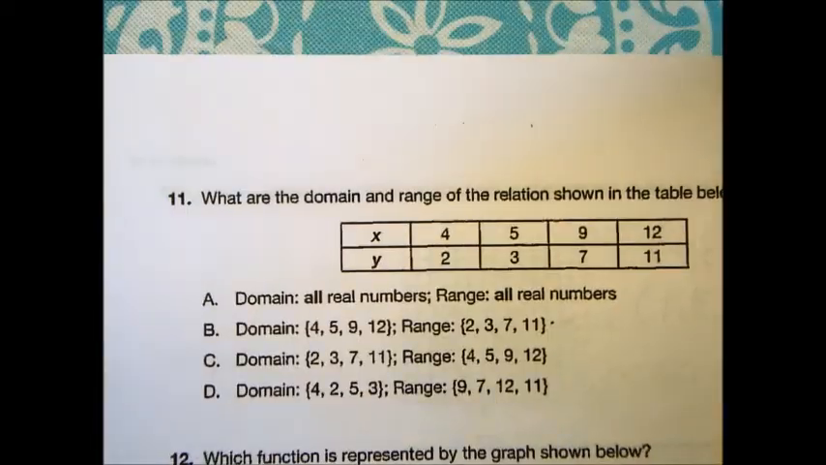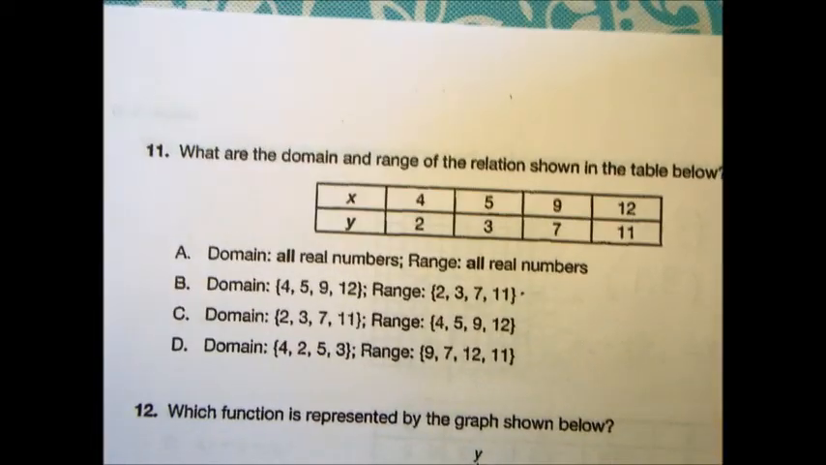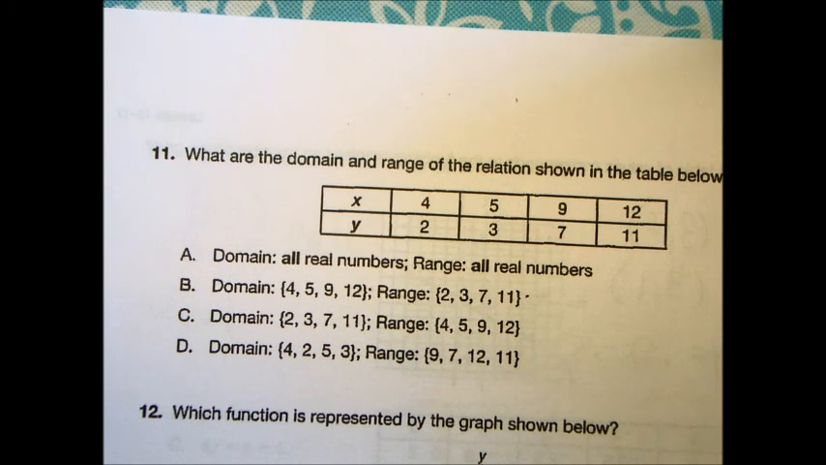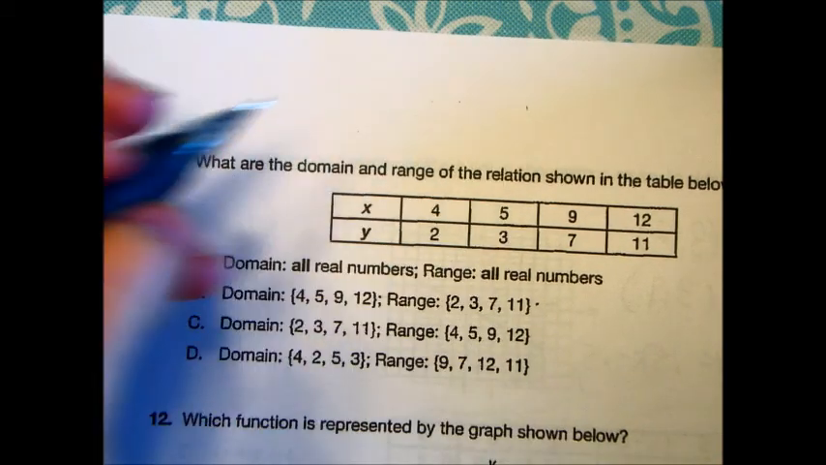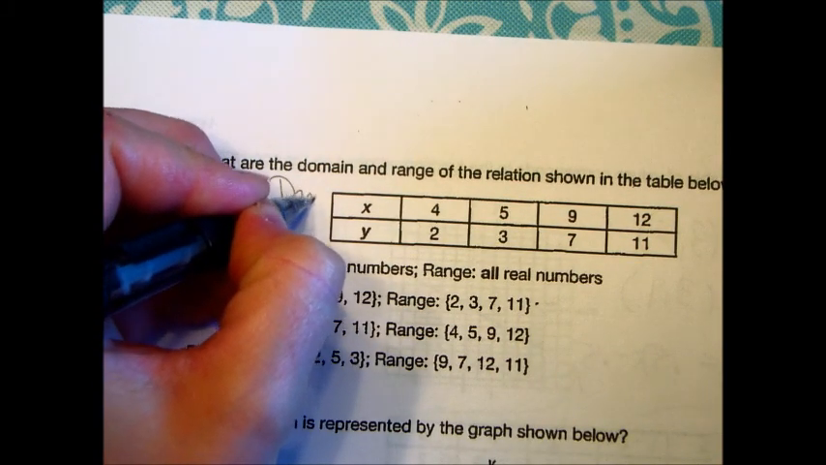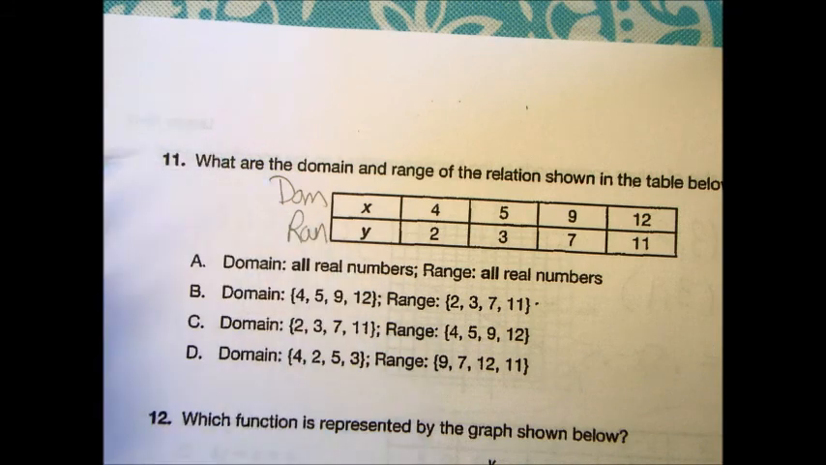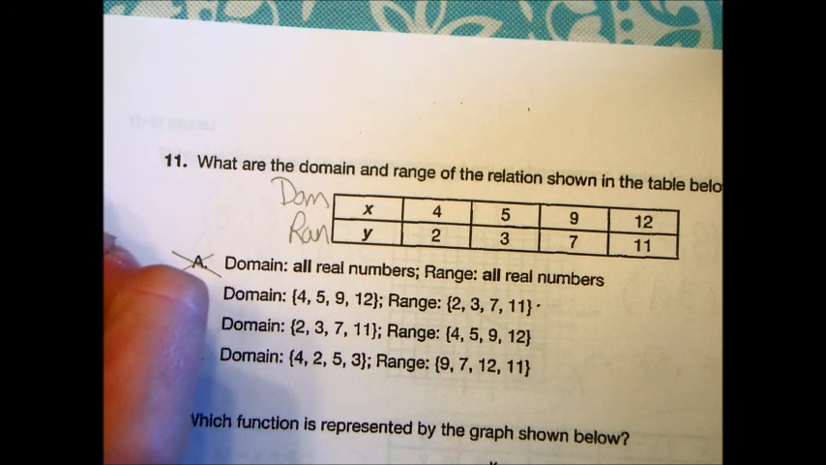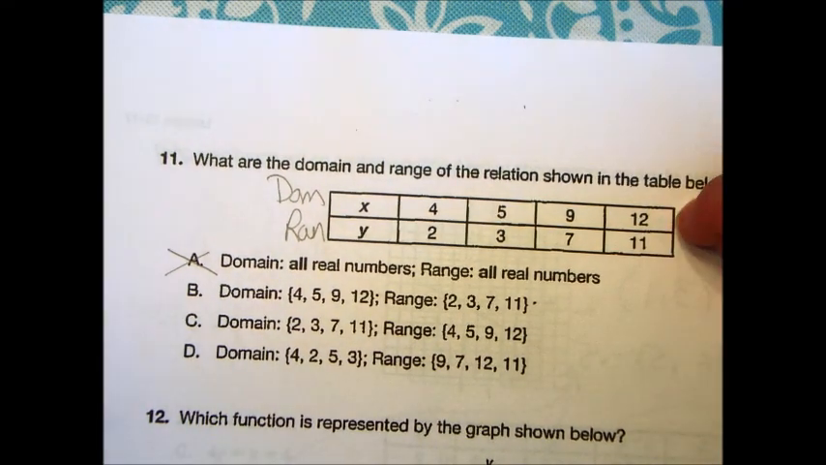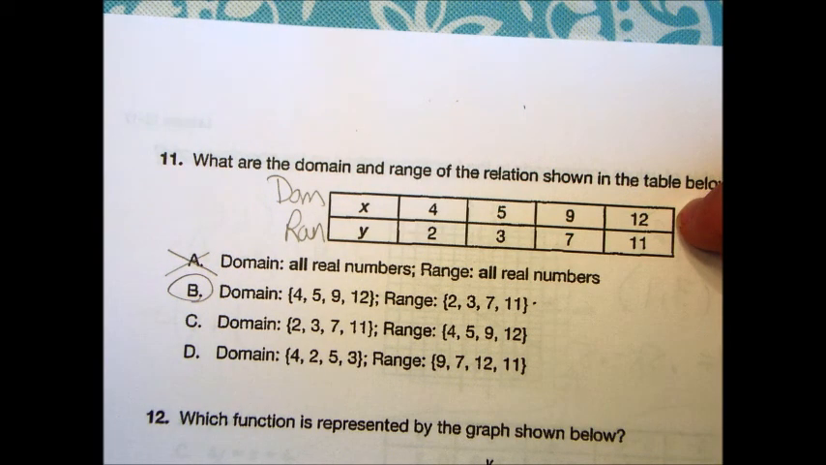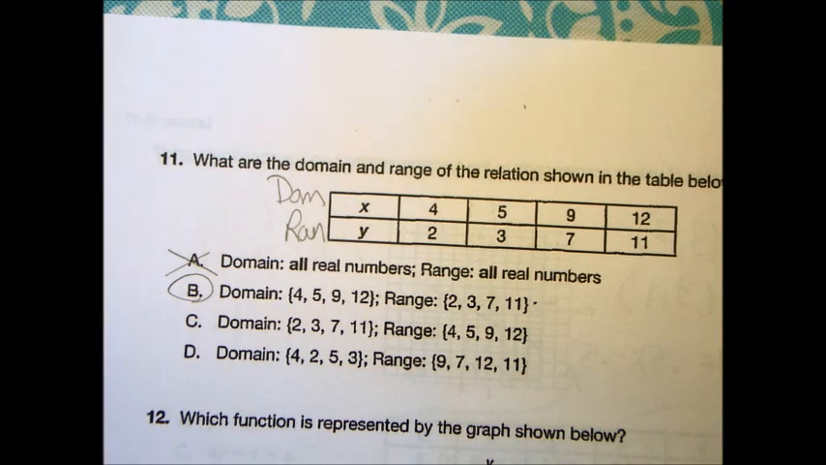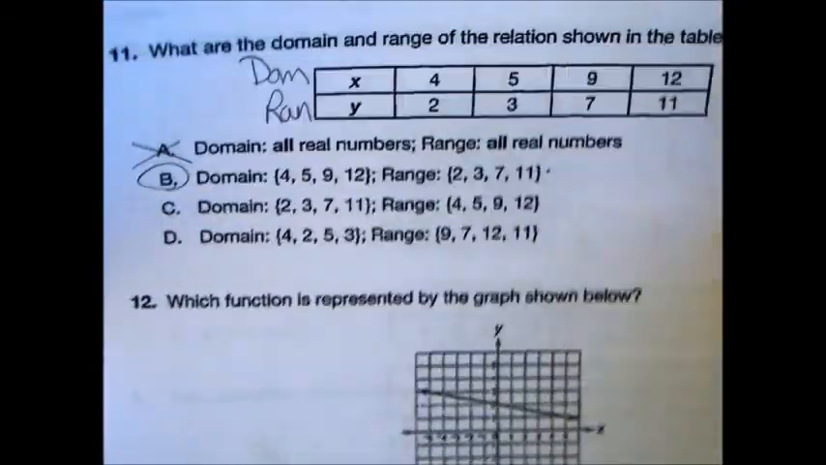Number 11. What is the domain and the range of the relationship shown in the table? Well, they're not asking for an equation, so I'm not going to get my calculator. The domains, remember, are the x's, and the ranges are the y's, so it's not A. So we're looking for 4, 5, 9, 12 for the domain. Hey, B's the only one that's right. And 2, 3, 7, 11 for the range. Everything else has wrong numbers. Hopefully you'll do a good job on those problems.